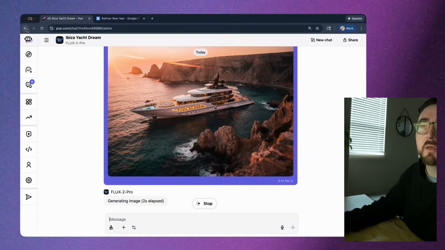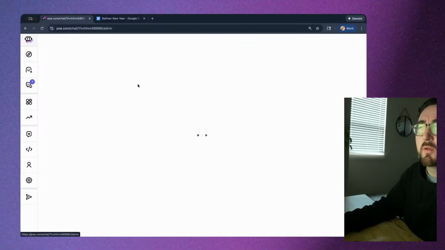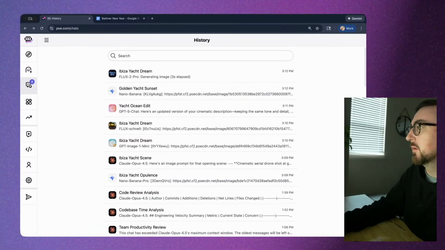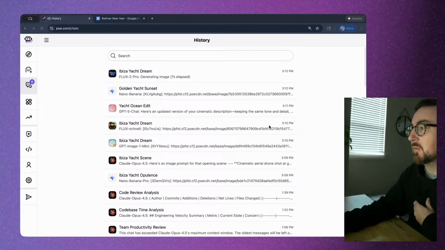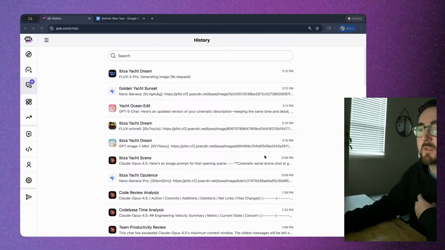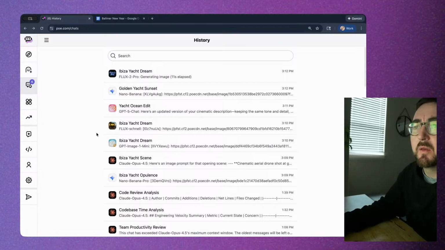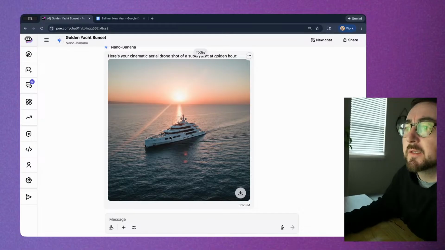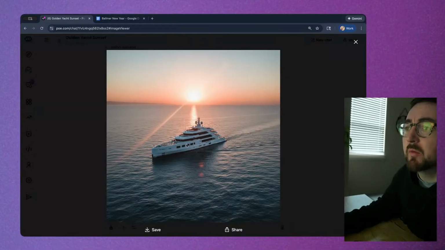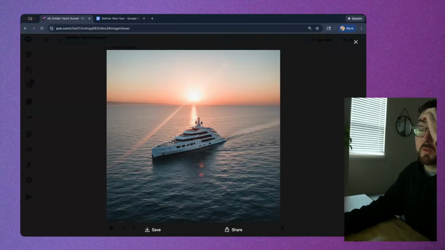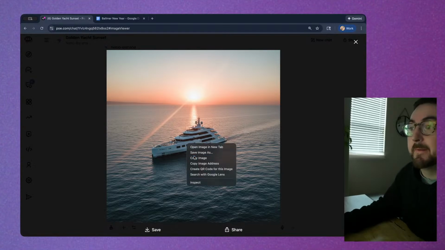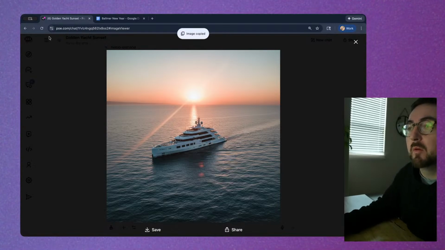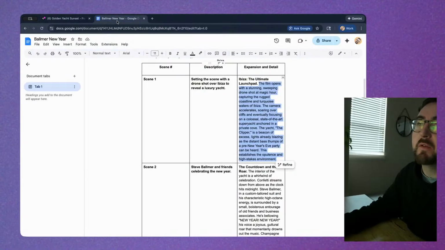I'll go again. What else do I need to do? Okay, I like this one. This one's pretty cool. Okay. Alright, so I have this image now.